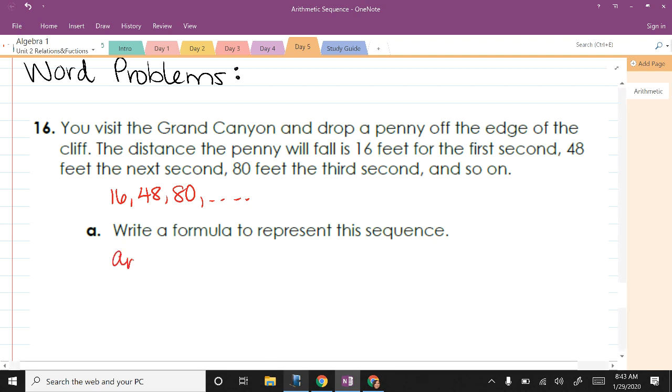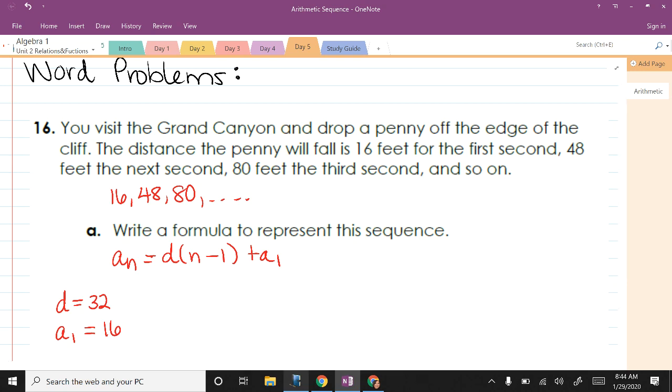A sub n equals d times n minus 1 plus a1. Y'all with me? Now we need to find the d and the a1, right? What's the common difference here? Is there a common difference? Y'all agree they're adding 32 every time? And what's a1? After the first second it's dropped, it starts at 16 feet down, right? It's traveled 16 feet.